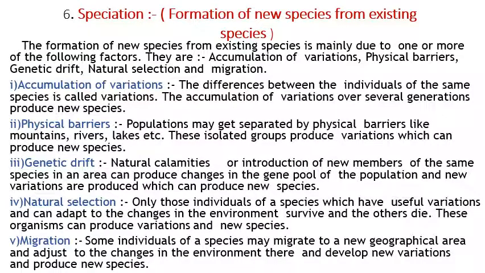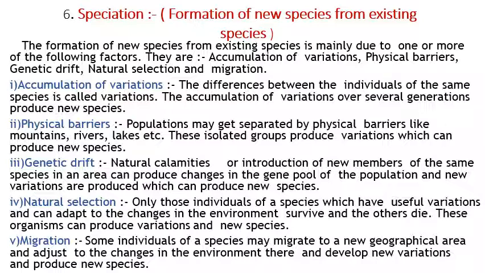Speciation, formation of new species from existing species. The formation of new species from existing species is mainly due to one or more of the following factors. They are accumulation of variations, physical barriers, genetic drift, natural selection, and migration. Let us see one by one. First is accumulation of variations.